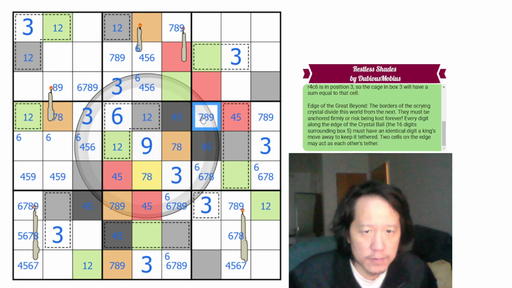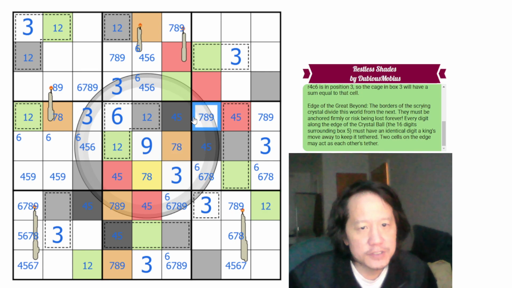Okay. And this cannot be the orange 7 or 8, because we know this one has to be. Because, again, one of these cannot be yellow, so therefore the yellow one has to be one of these. Therefore, this must be the orange 7 or 8.